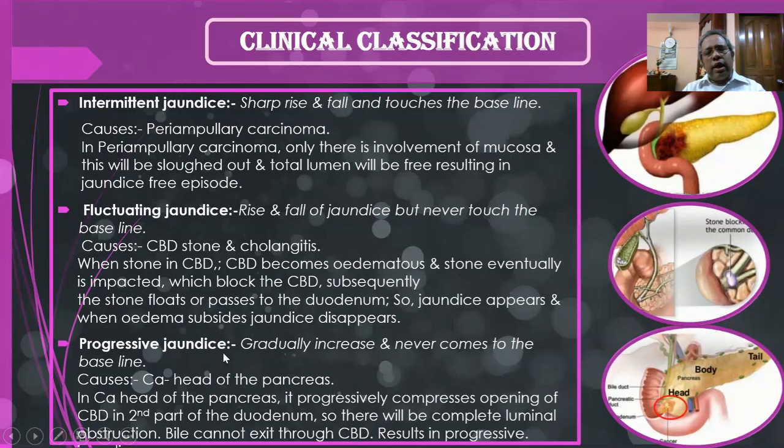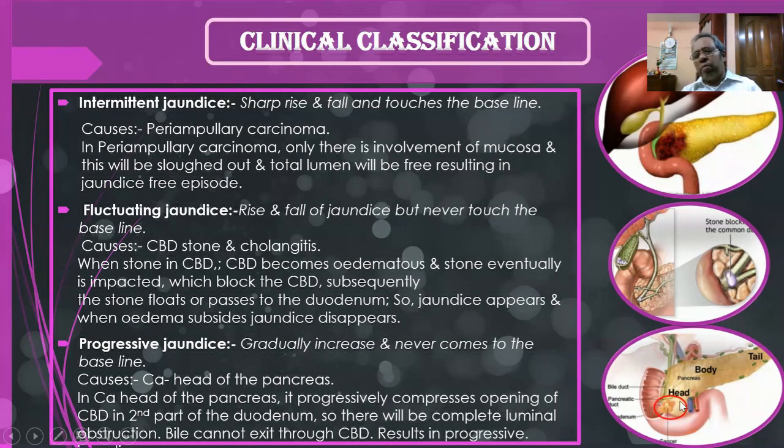That means the bilirubin gradually increases, the jaundice gradually increases and never comes to the baseline, it always increases and never goes down. This is called progressive jaundice. The commonest cause is carcinoma of the pancreas, because the carcinoma progressively compresses from outside the opening of the common bile duct, the CBD and ampulla of Vater in the second part of the duodenum. So there will be complete luminal obstruction. Bile cannot exit through the CBD, resulting in progressive jaundice. So these are the patterns of presentation of jaundice.